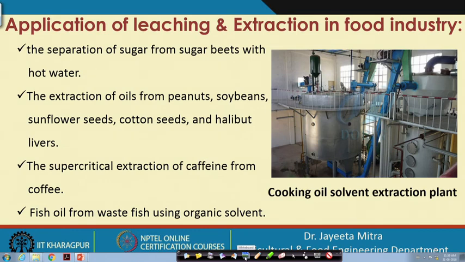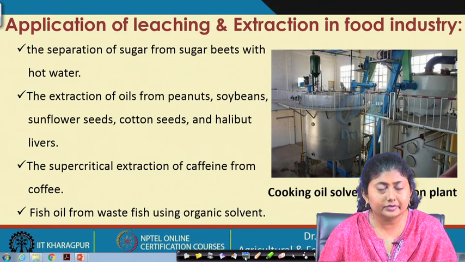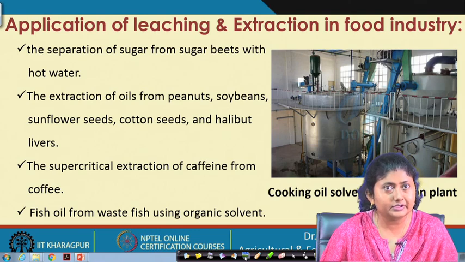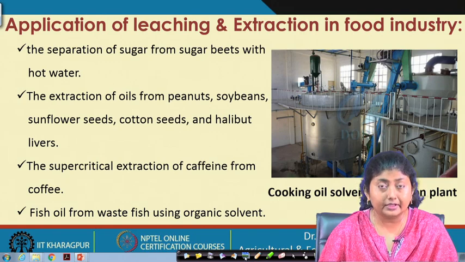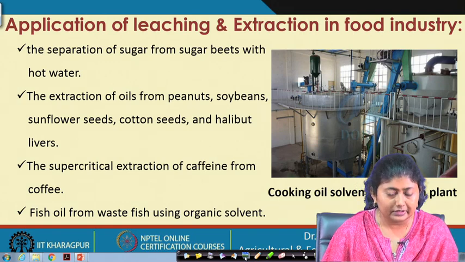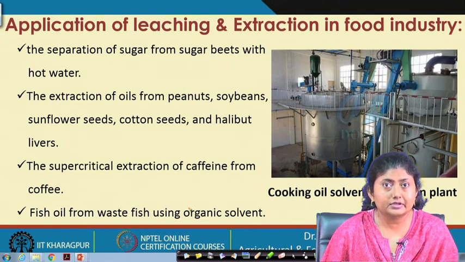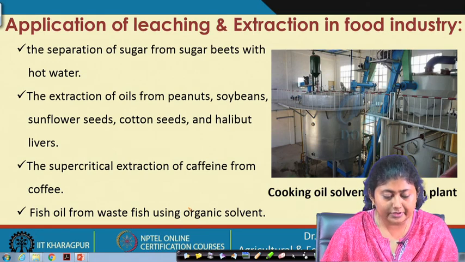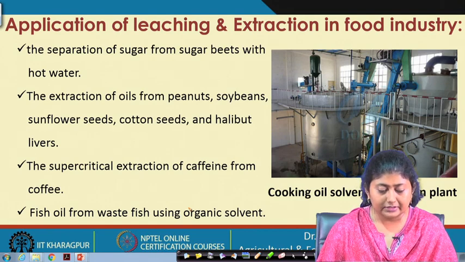Now, we will see the application of leaching and extraction in the food industry. The separation of sugar from sugar beet with hot water is a very common extraction operation and not a very expensive method. Hot water can easily dissolve the sugar from the sugar beet if the cells are disrupted and it is getting mixed with the water in a proper form, so it can very easily be extracted. Then the extraction of oil from peanut, soybean, sunflower seed, cotton seed and halibut liver etc. This separation of oil components can be done by the extraction method.